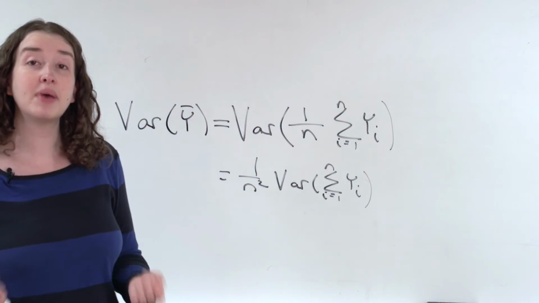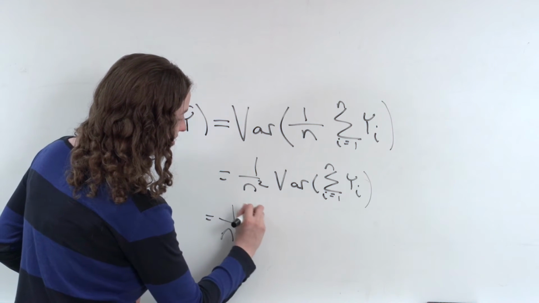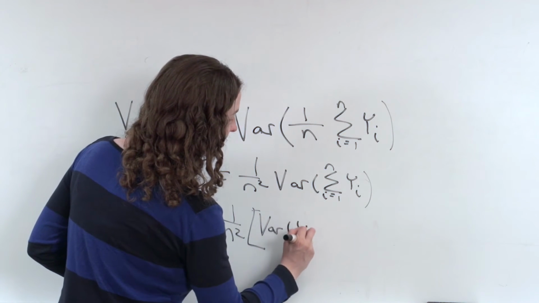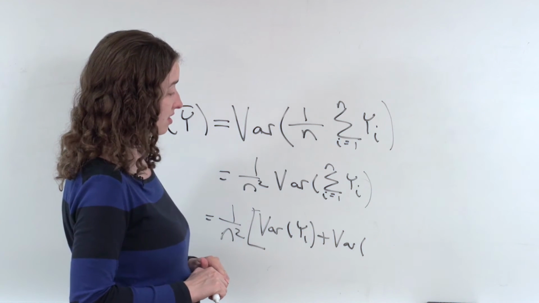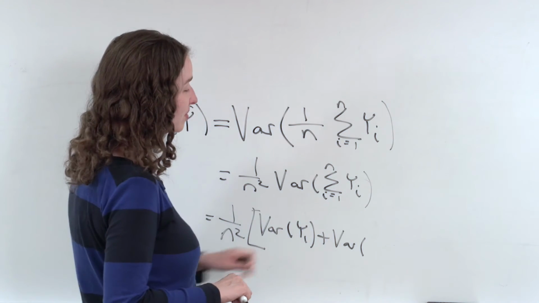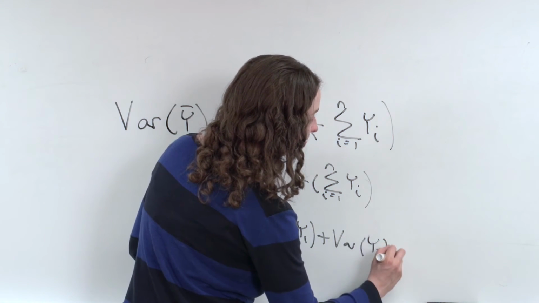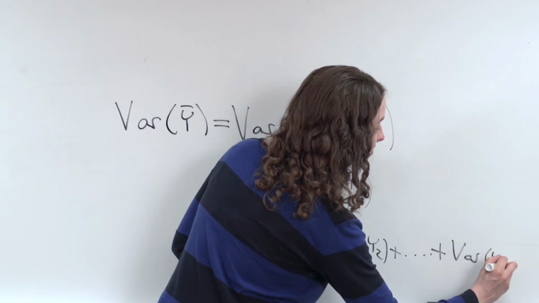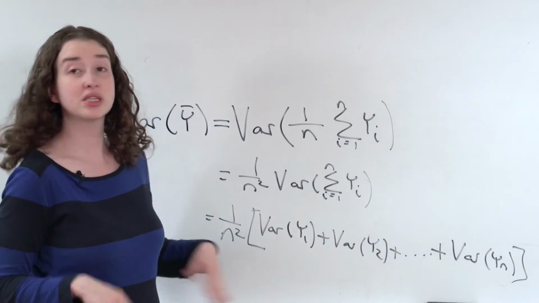Because we're sampling independently, and only because we're sampling independently, it turns out to be true that the variance of this sum is equal to the sum of the variances. In other words, the variance of y1 plus y2 plus y3 plus y4 is equal to the variance of y1 plus the variance of y2 plus the variance of y3 plus the variance of y4, up to the variance of yn. We're only allowed to do this step because we're sampling independently.